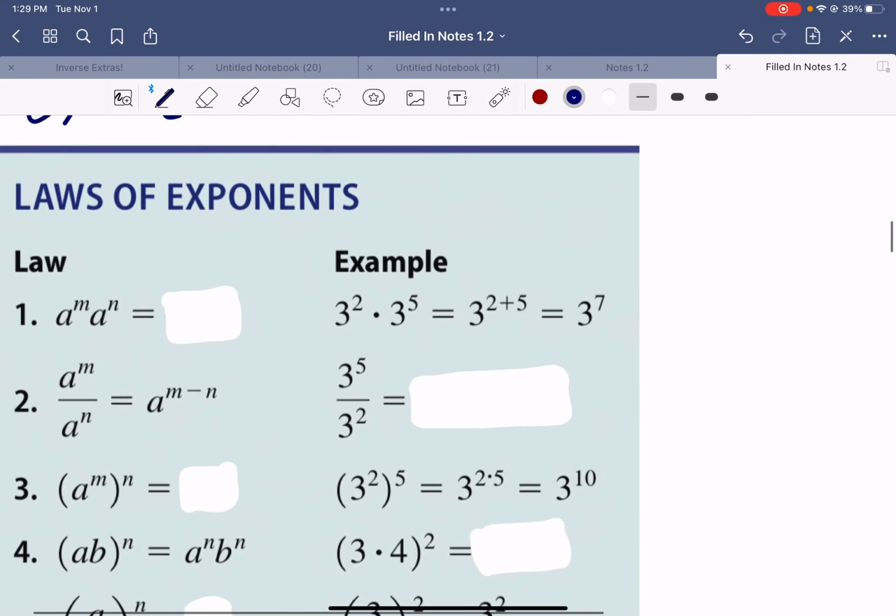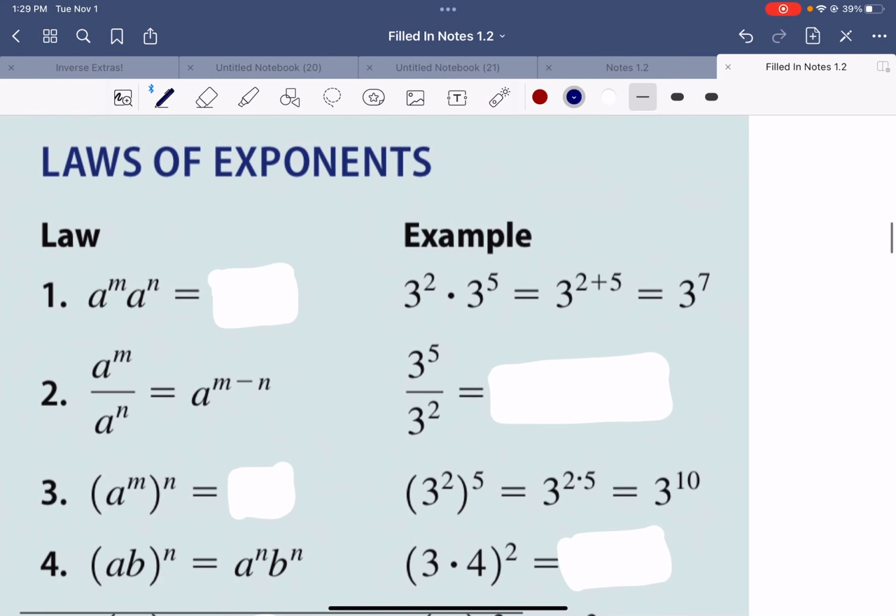So now let's look at our laws of exponents. These are very, very important. I assume you have these memorized. If not, you do need to memorize them. So if you take a number to the m, and that same number to the n, so if you multiply like bases, you add the exponents. So it should be a to the m plus n.